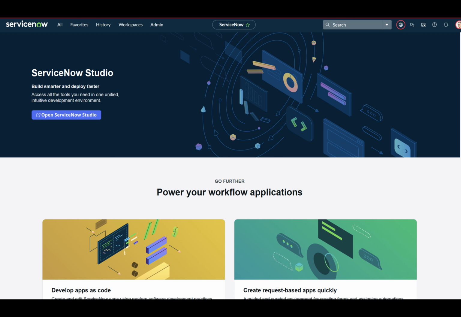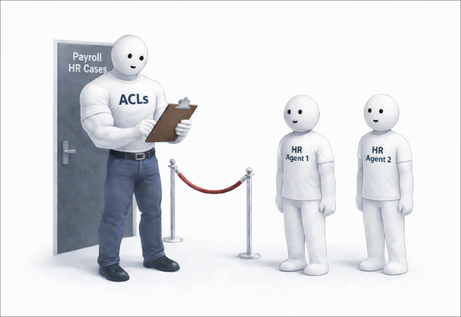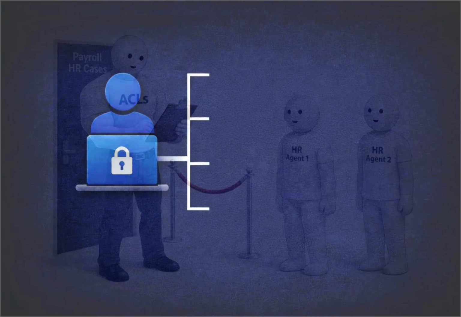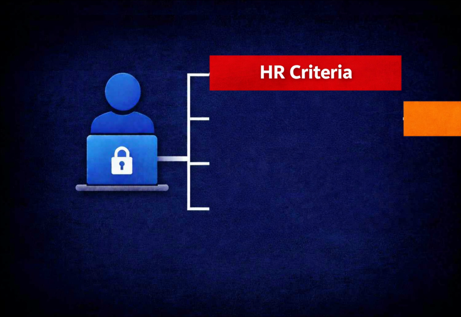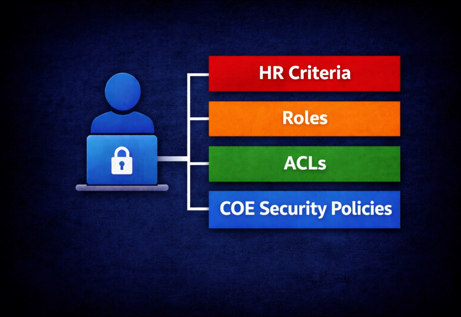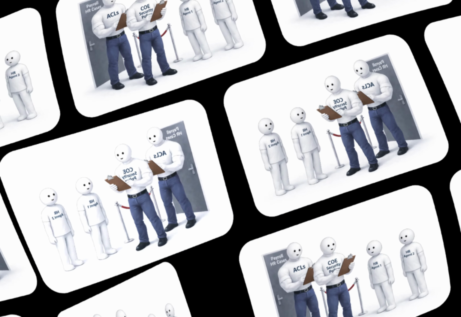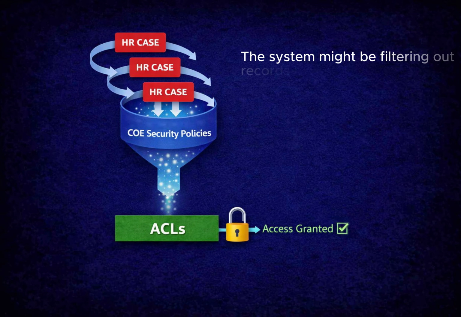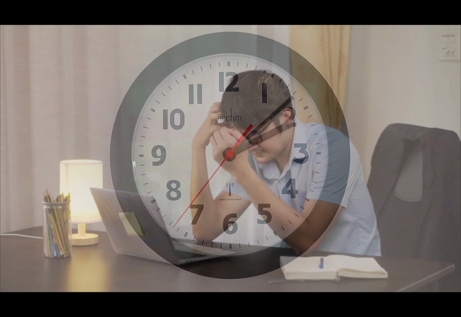A lot of developers assume ACLs are the main thing controlling access. But in HR service delivery, this is not the full picture. There are multiple layers involved. You have HR criteria, roles, ACLs, and COE security policies. And this is where things start to break down. Because COE security policies determine access before ACLs are even evaluated, which means the system might be filtering out records before your ACLs ever get a chance to run. And if you don't know that, you can spend hours debugging the wrong thing.